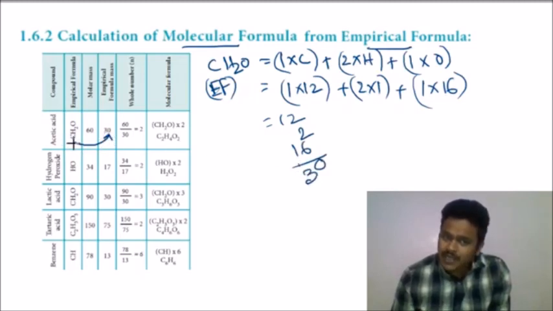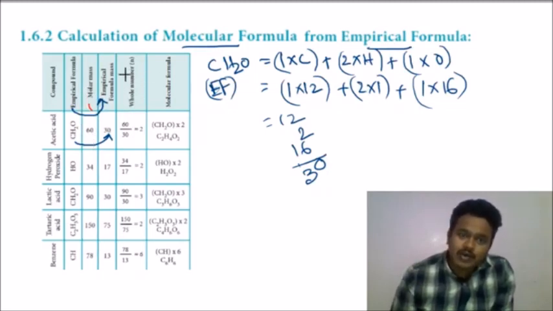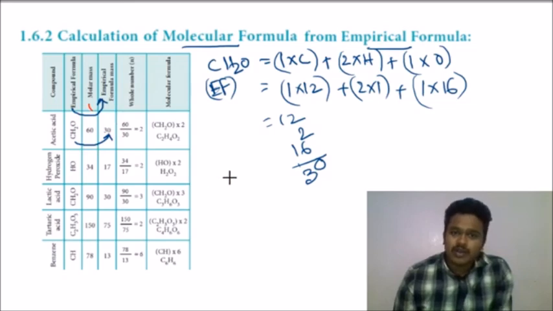See, 30 is given. But I am saying, if you know the empirical formula, we can find out the empirical formula mass. The molecular mass is given. This is the molecular mass. So the molecular mass is given. How to get a whole number? How to get the n value?